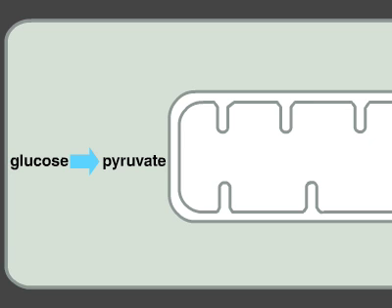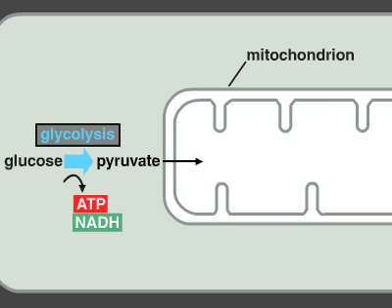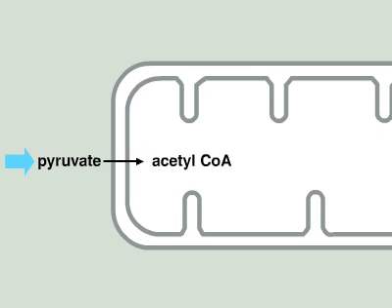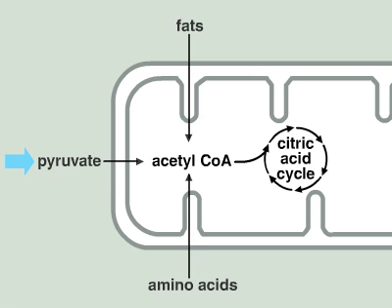Cells break down food molecules, such as glucose, through multi-step pathways. For example, in the process of glycolysis, breakdown of glucose molecules releases energy that is captured by the energy carrier molecules ATP and NADH. A breakdown intermediate, pyruvate, is imported into mitochondria, where it is converted into acetyl-CoA and fed into the citric acid cycle. Acetyl-CoA can also be generated by breakdown of fats or amino acids.